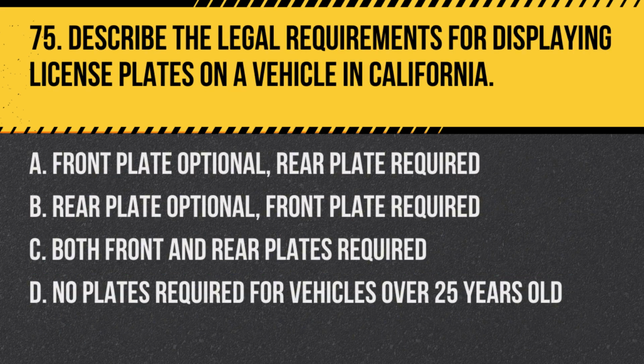Question 75. Describe the legal requirements for displaying license plates on a vehicle in California. A. Front plate optional, rear plate required. B. Rear plate optional, front plate required. C. Both front and rear plates required. D. No plates required for vehicles over 25 years old. Answer: C. Both front and rear plates required. California law mandates that vehicles display license plates on both the front and rear of the vehicle.